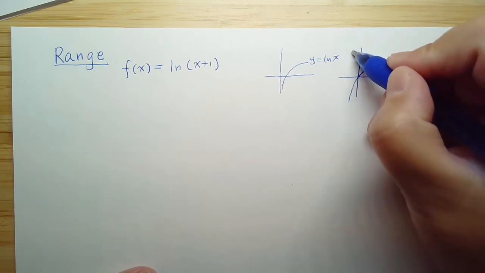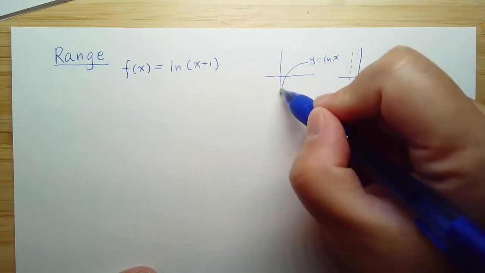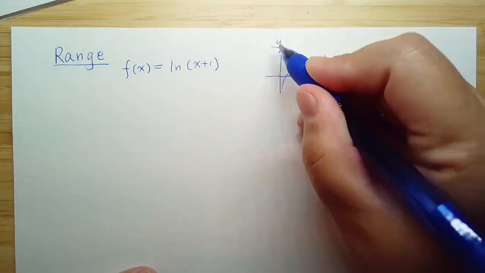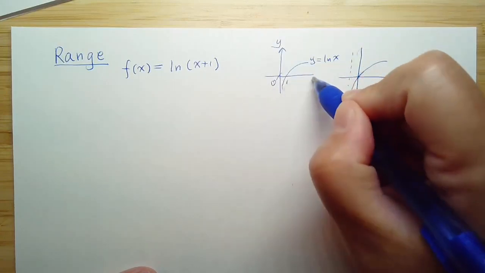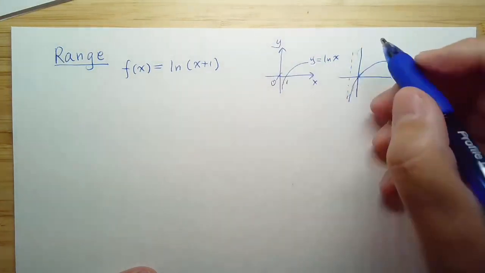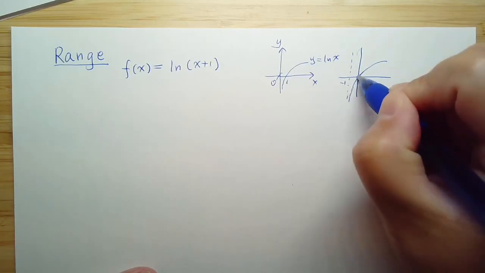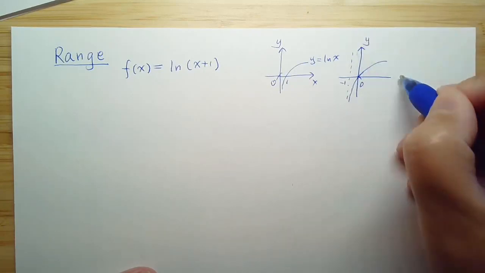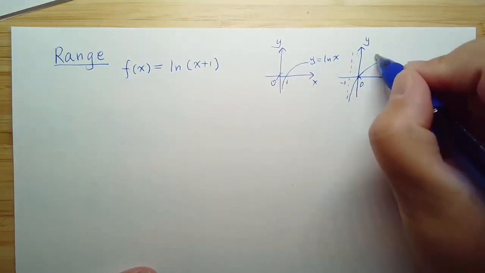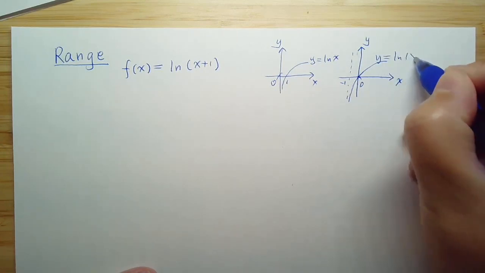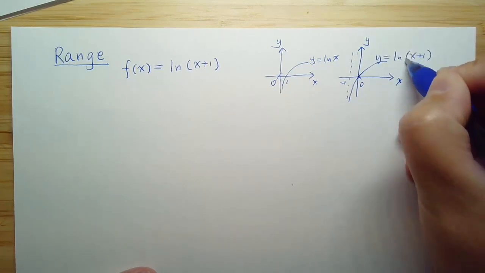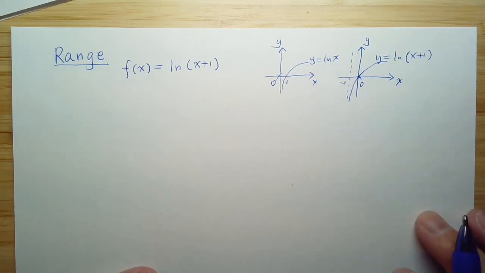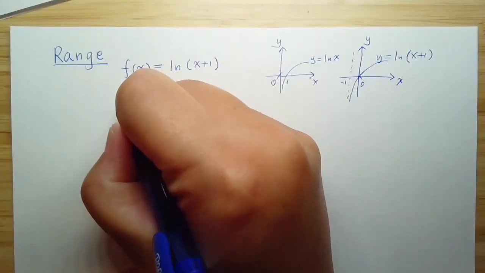This is the vertical asymptote, and just like here, the vertical asymptote is the y-axis for the parent function, and this one is -1, 0. So the new function, this one, is ln x plus 1. We did a little bit of review about function transformation.